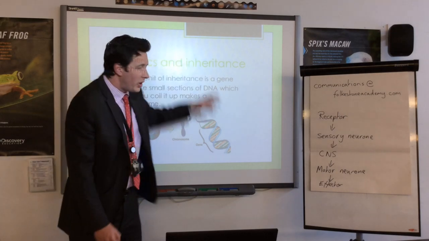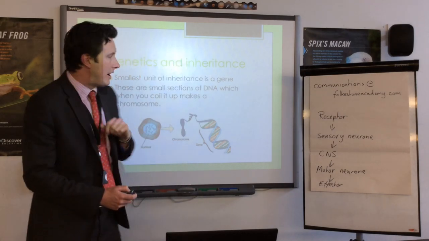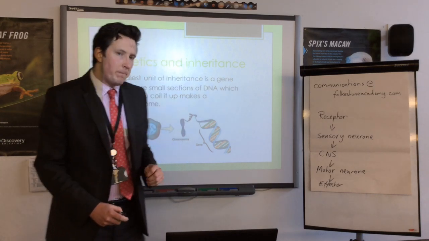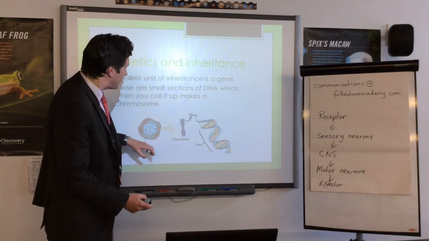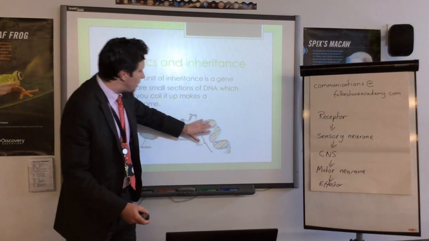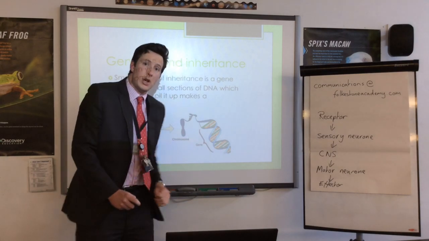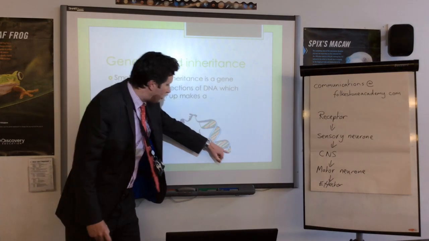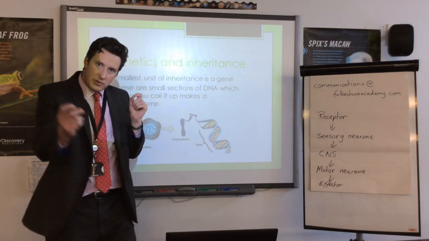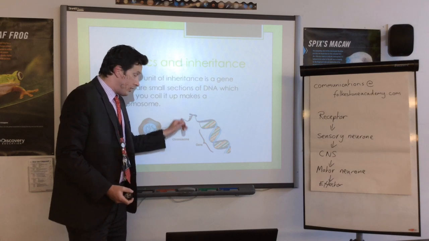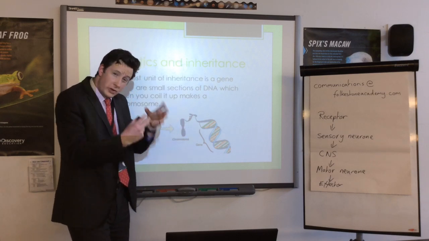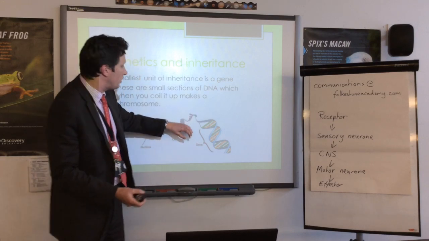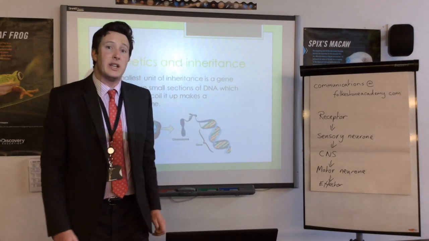Tied into evolution, the next topic I want to talk about is genetics and inheritance. The basics of genetics that you need to know is that the smallest unit of inheritance is called a gene. Okay? And those genes are small sections of a longer molecule called DNA. And this long molecule is actually like a strand, like a thin piece of string. And when you coil that thread up into a little shape, it becomes a chromosome. So chromosomes are made of coiled DNA, and a section of that DNA is called a gene.